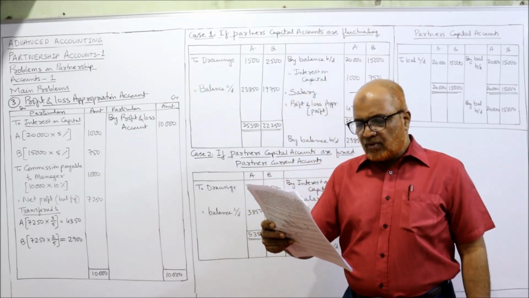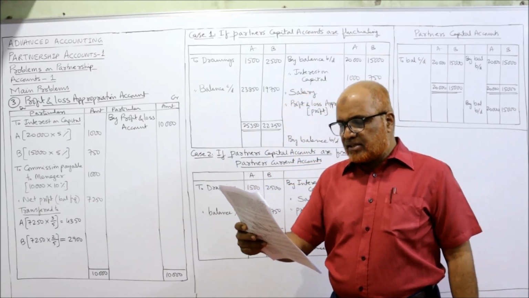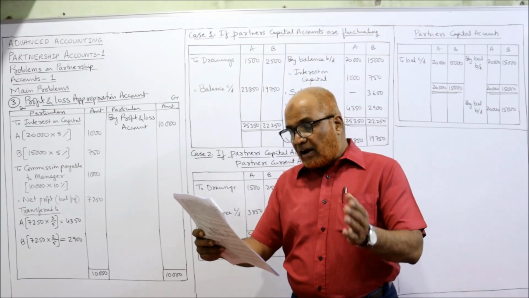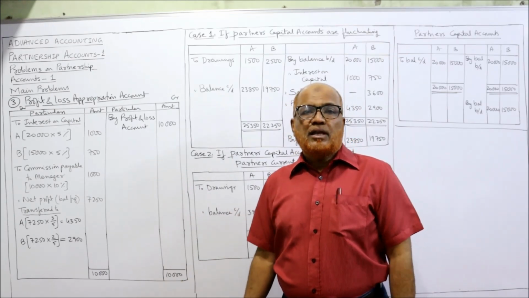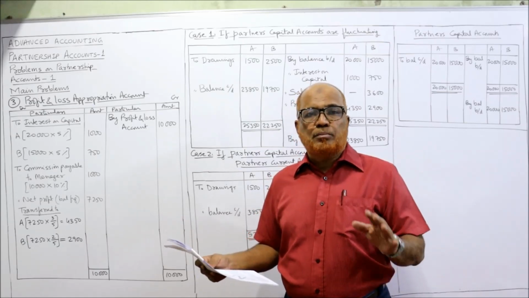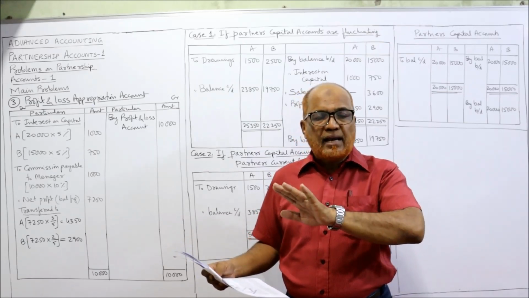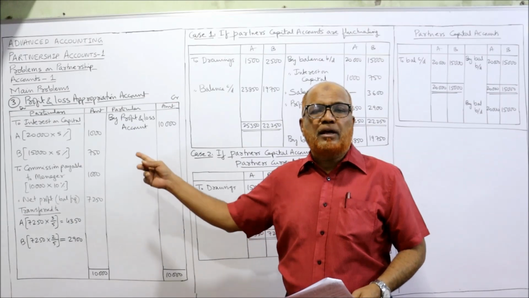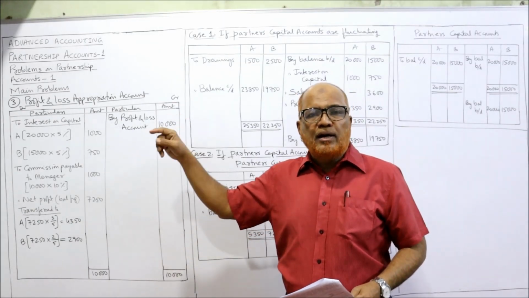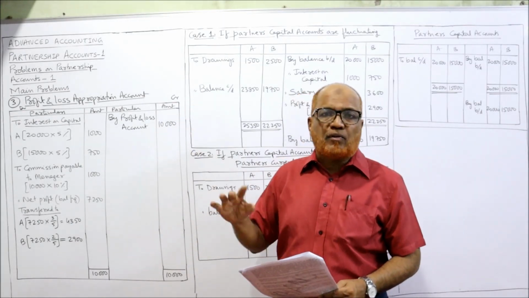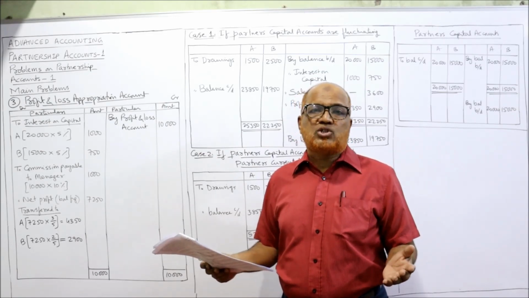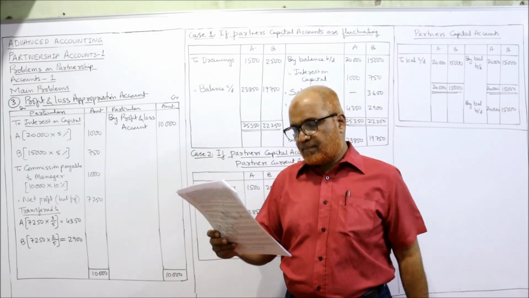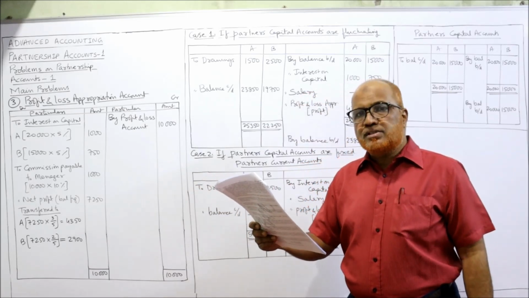Then the profits for the year prior to the calculation of interest on capital but after charging B's salary amounted to 10,000. That means already we have charged B's salary. B's salary should not be taken in the P&L appropriation account. Already that salary was charged in the profit and loss account. Interest on capital was not charged earlier. Now we have to charge. 10,000 rupees is the profit.